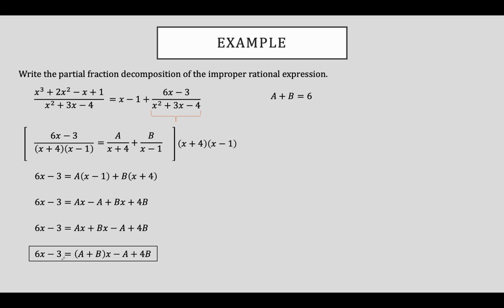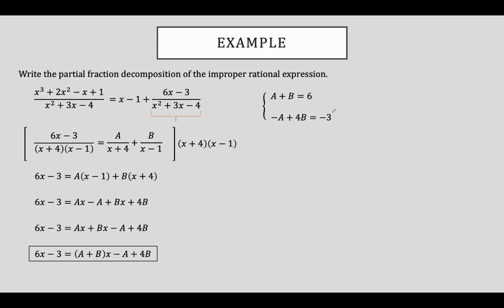The constant on the left-hand side of the equation here is negative 3. This quantity, negative a plus 4b, is going to generate the constant on the right. Notice there is no x associated with it. That means that this entire quantity, negative a plus 4b, must equal negative 3. And what did we just create here? A system of equations. a plus b equals 6. Negative a plus 4b is equal to negative 3.